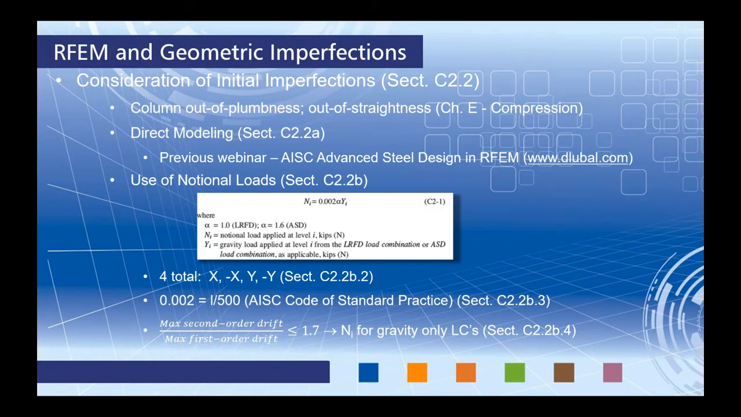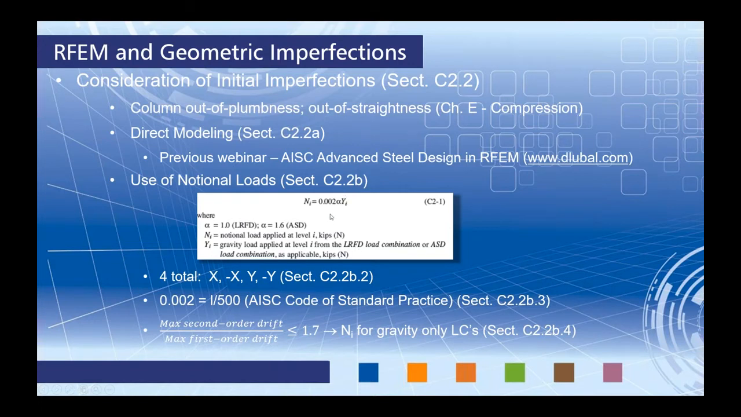So addressing column out of plumbness, we have a couple options. We can either directly model the imperfection, which comes from section C2.2a. Earlier this year, I did a previous webinar called AISC Advanced Steel Design in RFEM. You can find the recorded version on our website at dlubal.com. If you are interested to see this application of directly modeling the initial imperfections, this is a great webinar to refer to. Because today, rather, we're going to use notional loads from section C2.2b to address the initial imperfections.